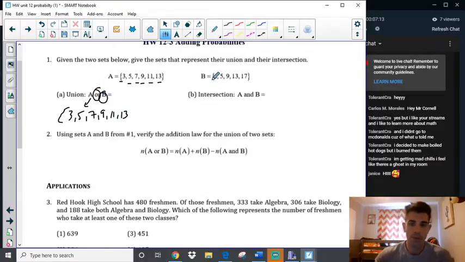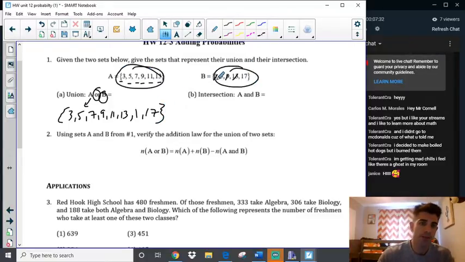Or B, so we can pick out all of the B's. So that's a 1. I'm not going to write the 5 because I already have the 5. I'm not going to write 9 because I already have the 9. I'm not going to write 13 because I already have the 13. And then the only one left is 17. So those are basically putting this house and this house, these 2 people, into one house. But again, don't repeat anybody.